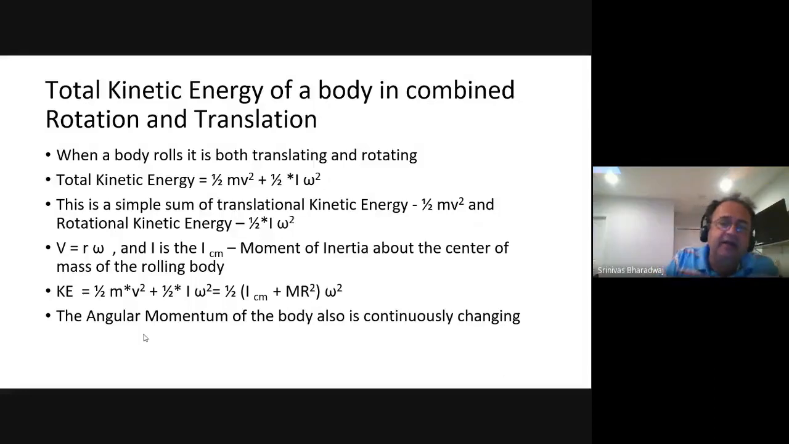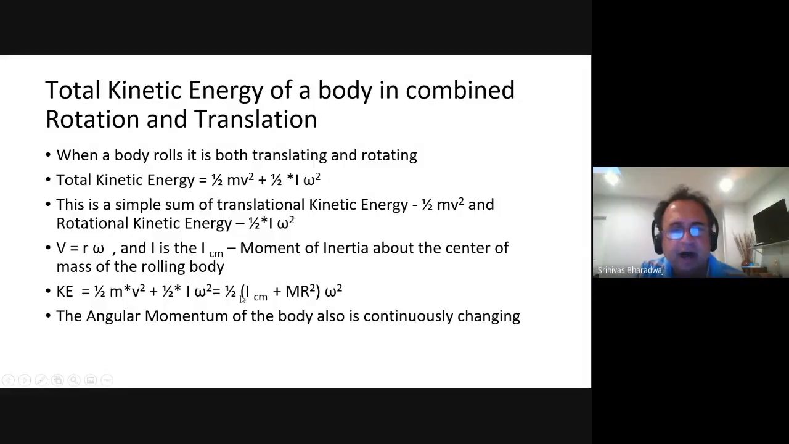The rotational kinetic energy is half I omega square, right? The translational kinetic energy is half mv square, right? Now, V and omega are related. V is equal to R omega, right? So you have 1 by 2 I omega square plus half mv square, and V is equal to R omega. So if you know ICM, which is rotating about its center of mass, then you will end up with an equation similar to this one.